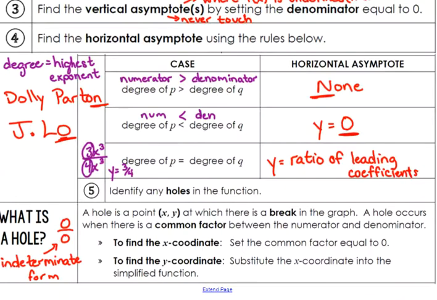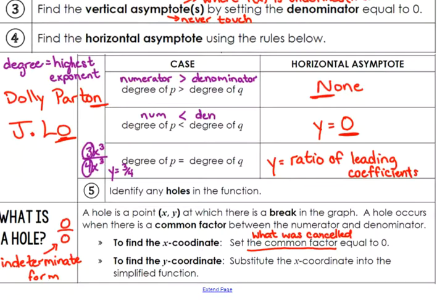So that was when you had a common factor in the numerator and in the denominator. So after you factor, if you cancel something out, that's where your hole comes from. To find your x-coordinate, you set what was canceled equal to 0. She says set the common factor equal to 0, but the common factor is what you cancel out. And to find the y-coordinate of your hole, you take that x value you just got and you plug it into your simplified function.